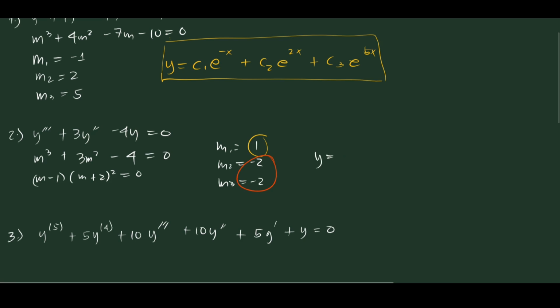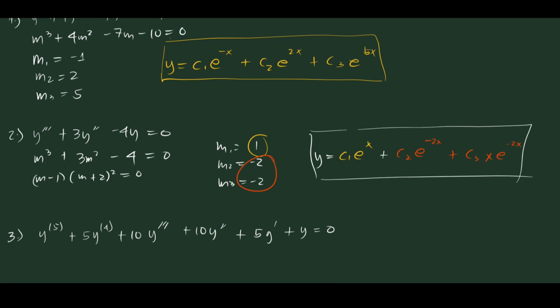So let's say y is equal to, for case 1, let's use yellow. We have here C1 e raised to x, right? And then we add the repeated root. Since m2 is the first one, we will add C2 times e raised to -2x. Now what are we going to do with the repeated root? We multiply this first one by x, so plus C3 x e raised to -2x. Okay, so this is our general solution for this particular equation.